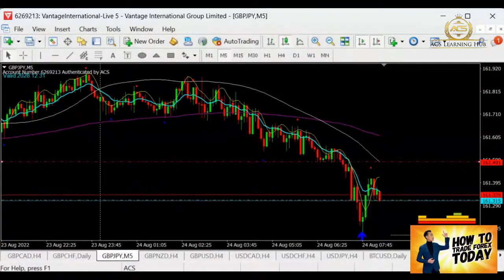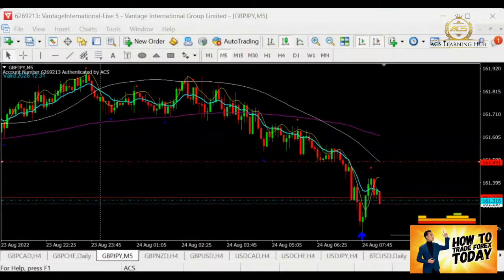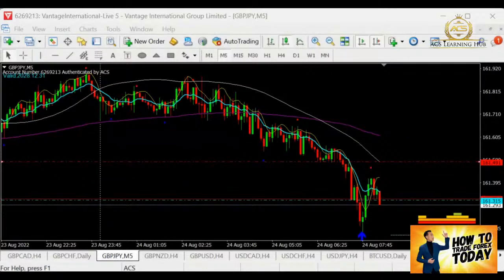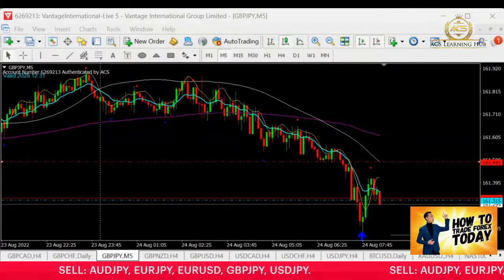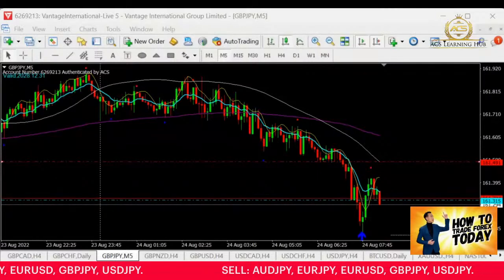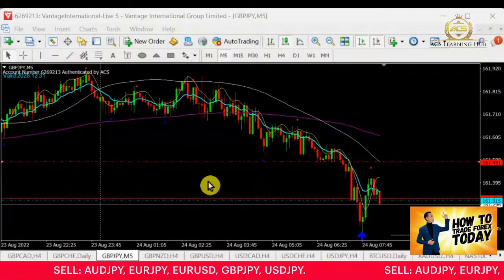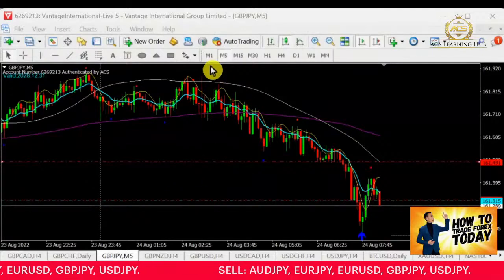Let's take a look at what we have here. Aussie yen, Euro yen, Euro dollar, Pound yen, dollar yen. These are the currency pairs to focus on selling, so that we don't have to pay attention to so many pairs. I will just focus on all these and observe them so that we can start selling.